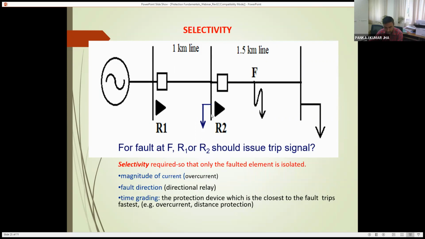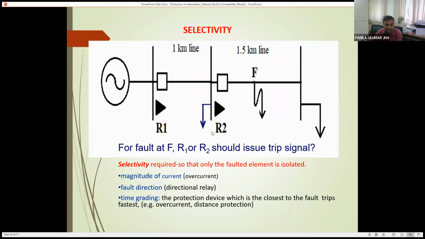But now the next concept, which is the backup. So suppose this R2 fails to operate, then your R1 should operate. And in this way, we can have multiple levels. Like suppose at the first level the primary relays at this location fail to operate, then the next relay should operate. If this fails to operate, then the next relay should operate, and this is called the backup protection.